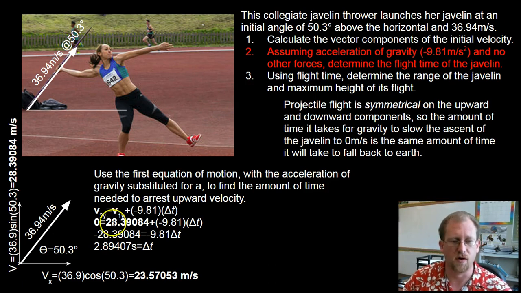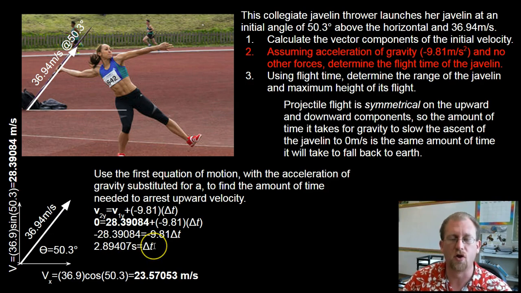Okay, so 0, my initial upward velocity, that 28.39084, plus my negative 9.81, that's the acceleration of gravity towards the Earth. Notice the opposite sign because initially it's upward motion, and then the final is going to be downward, times an unknown amount of time. So all I have to do is solve for delta t. I'm going to subtract this over and then divide by negative 9.81, and I get 2.89407 seconds. Again, a ridiculous number of decimal points because I don't want to round yet.